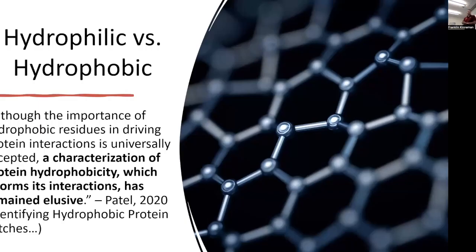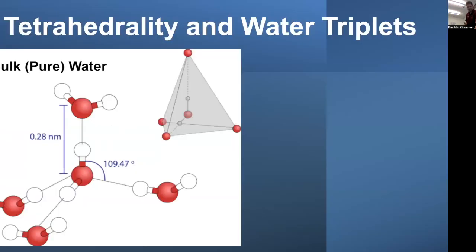One of the articles I read as I was researching, by Patel from a few years ago, said that a characteristic of protein hydrophobicity, which informs its interactions, has remained elusive. There are ways to measure hydrophobicity, but most of them focus on studying the protein itself and don't have a lot of context. They just say, well, serine is always going to have this hydrophobicity and valine is always going to have this hydrophobicity. They don't really pay attention to what's beside each other in the sequence, and how the secondary folding occurs and how that might affect it. So our goal was to improve on those methods to make it more contextualized.